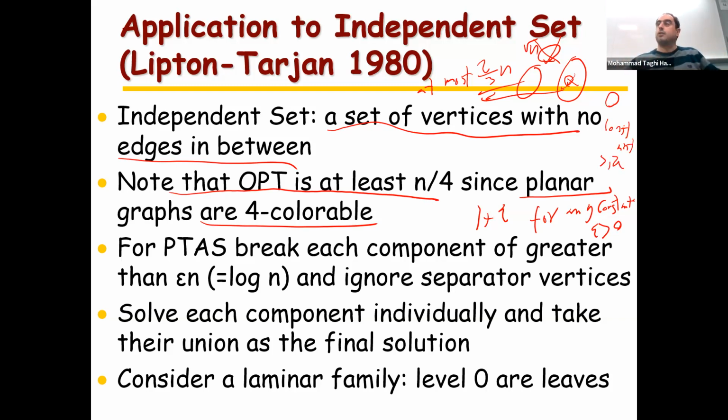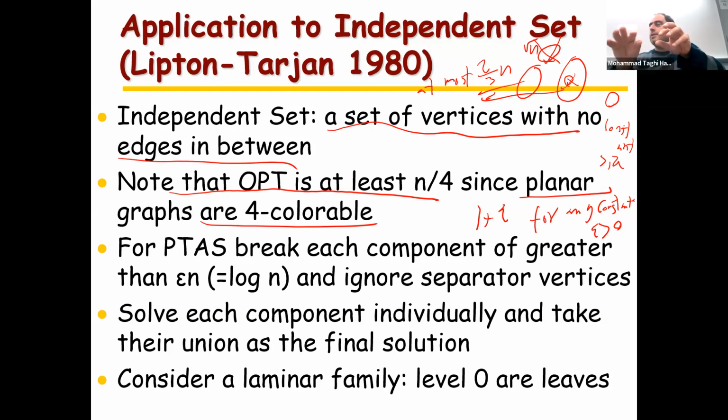Good. So this is the algorithm. Find the separator, get rid of the vertices. Again, on each of these components, I know that the size is going down by at least a constant factor, so the depth of recursion would be log n. Just go there, find the separator, discard it, and do that until the size of each of these components is just constant.